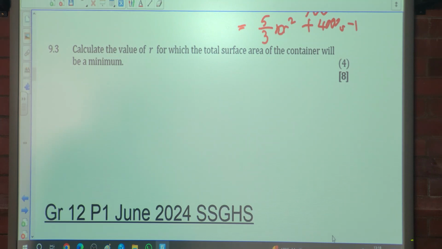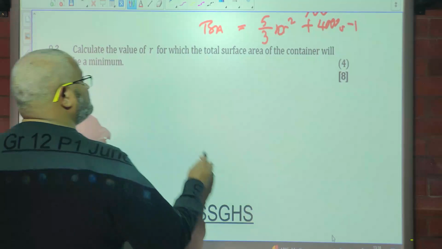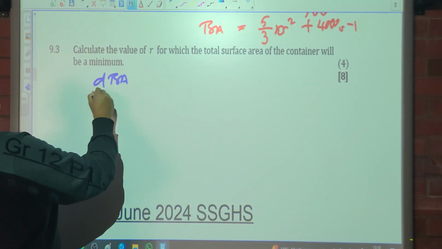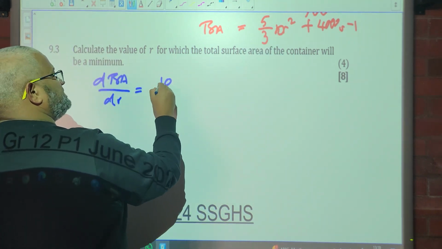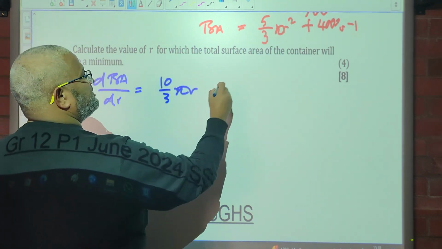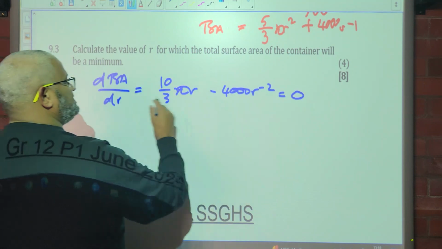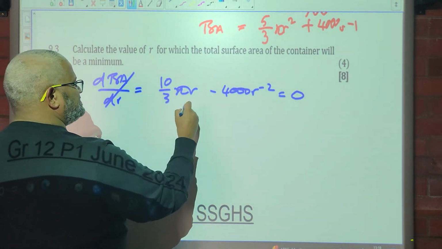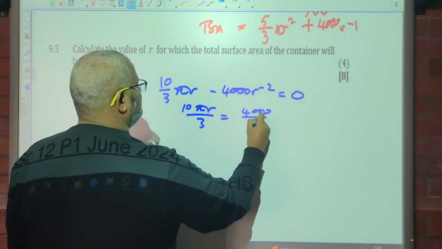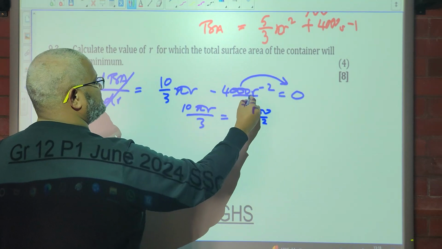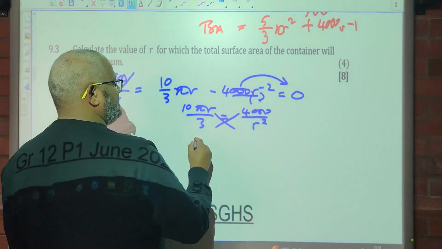So now, this is your total surface area. So your derivative of your total surface area with respect to r is simply going to give us 5 over 3 times 2, which is 10 over 3 pi r. Multiply that and I get negative 4000 r to the minus 2. Set that equal to 0, so I drop this. So it's going to be 10 pi r over 3 equals 4000 over r squared. I took that over and dropped that into the denominator. You guys understand? So what I do now is I cross multiply.